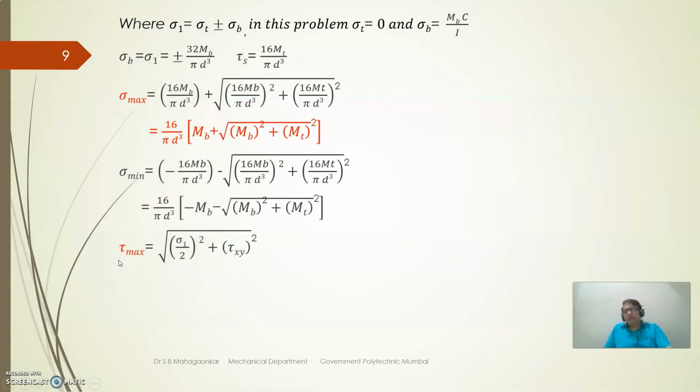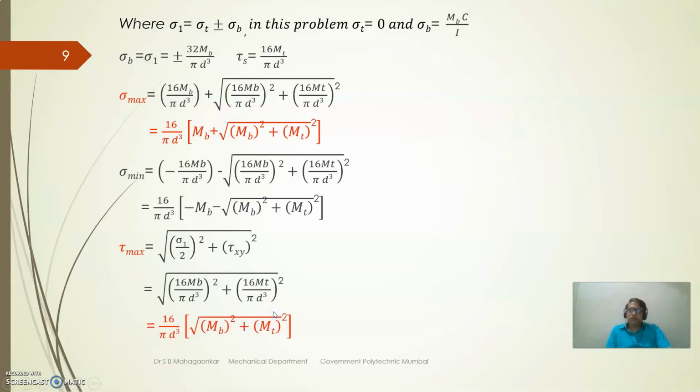Then the maximum shear stress is equal to under root of (sigma 1 upon 2) square plus tau xy square, or it is sigma maximum minus sigma minimum upon 2. If you do it, you are going to get this equation: under root of (16 Mb upon pi d cube) square plus (16 Mt upon pi d cube) square. So 16 by pi d cube you take common, and then this will be the bracket under root Mb square plus Mt square.